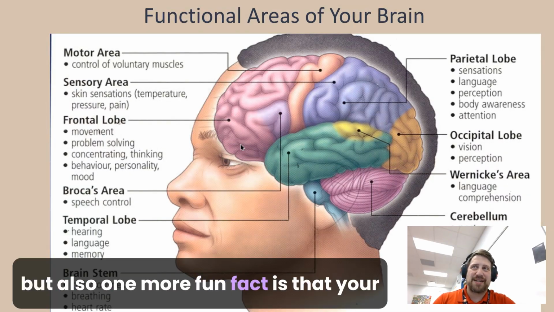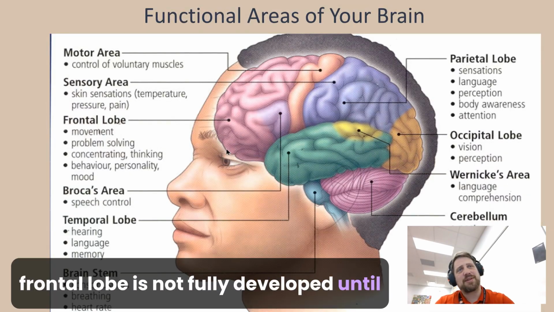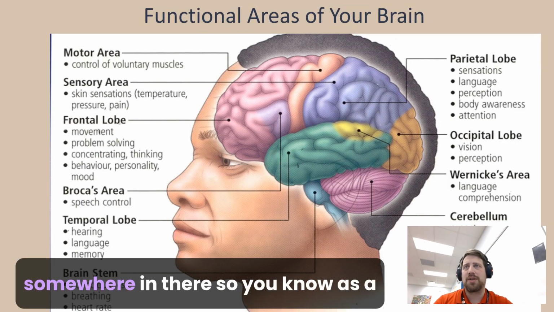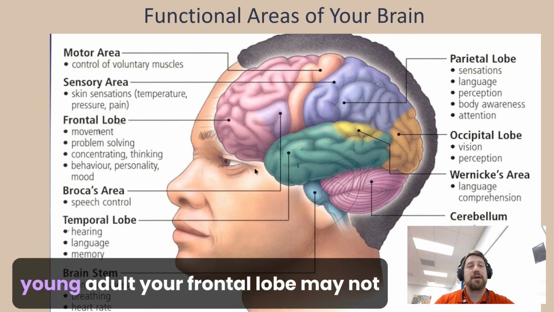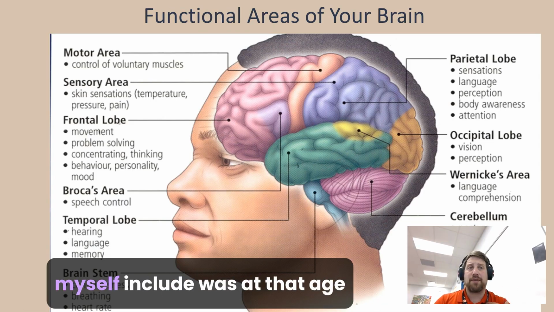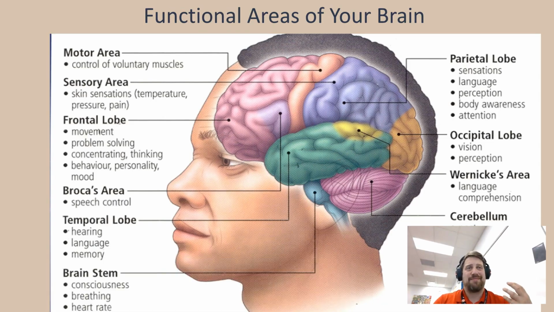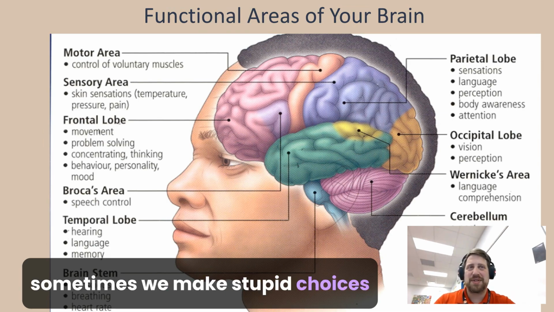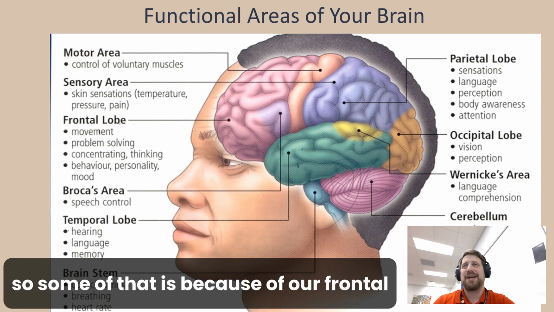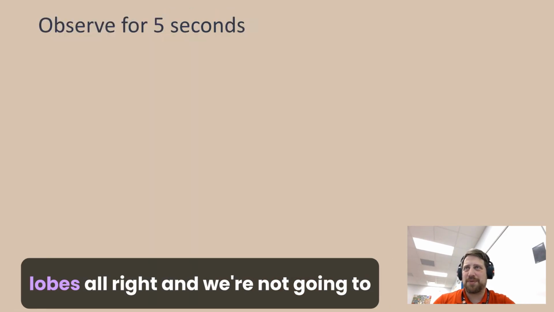But also, one more fun fact is that your frontal lobe is not fully developed until, a lot of evidence says, 25-ish, somewhere in there. So, as a young adult, your frontal lobe may not be fully developed, and so sometimes, myself included at that age, we make stupid choices that we don't always think about, and I definitely did that when I was younger. Some of that is because of our frontal lobes.